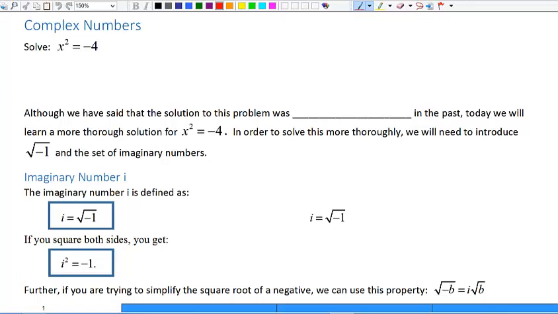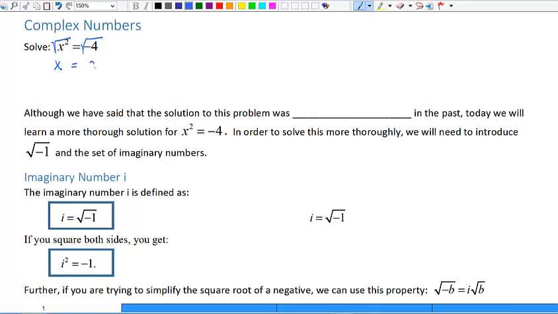Our next lesson is on complex numbers. So consider this equation: x squared equals negative 4. Now I know we haven't really taught you how to solve this yet, but one method that we will be teaching you in a few lessons from now would be to take the square root of both sides, and then that would get us just x on the left because the square and the square root undo each other.